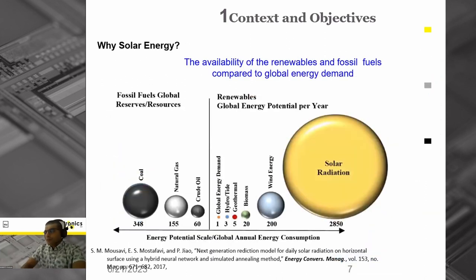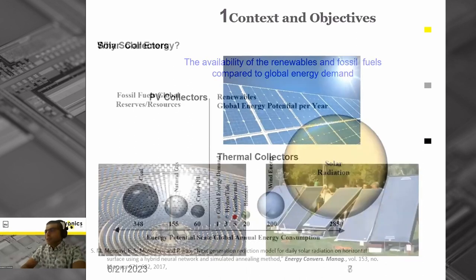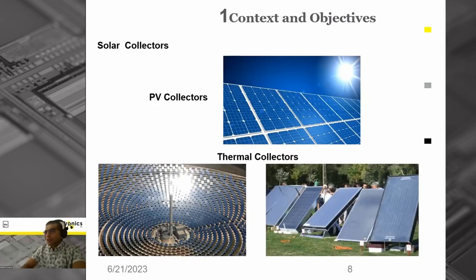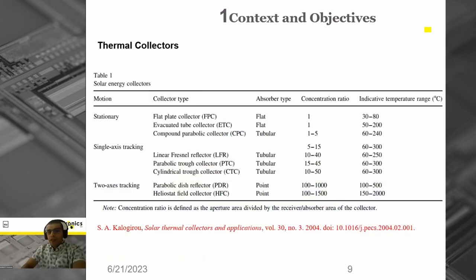So solar energy, it seems the most available source of energy among this other category of energy. So, in order to harvest solar energy, we need what we call solar collectors. Basically, we have two kinds of solar collectors: the PV collectors that convert the solar energy directly into electricity, and the other kind is thermal collectors. Thermal collectors, they use the heat of the solar energy and use it as it is or transform it to another form of energy. There are basically two types of solar collectors: non-concentrating and concentrating solar collector.